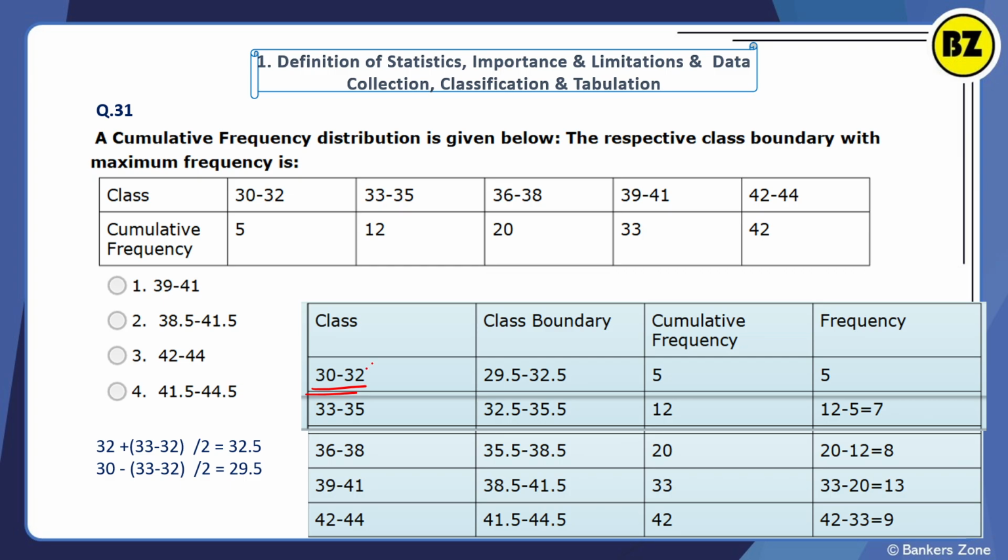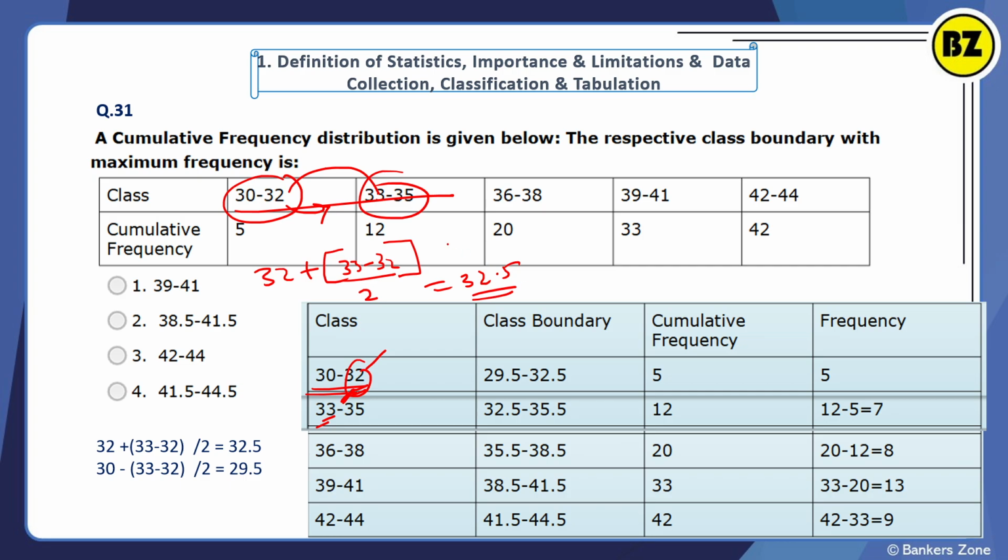So, upper class will be the next value to 32, right? Obviously. So, 32 plus (33 minus 32) upon 2. See, we are having this class, so we have to find the upper value, obviously next to this. So 32 plus the difference of these two values, 33 minus 32, divided by 2. So it will be 32.5, which is the upper class boundary.